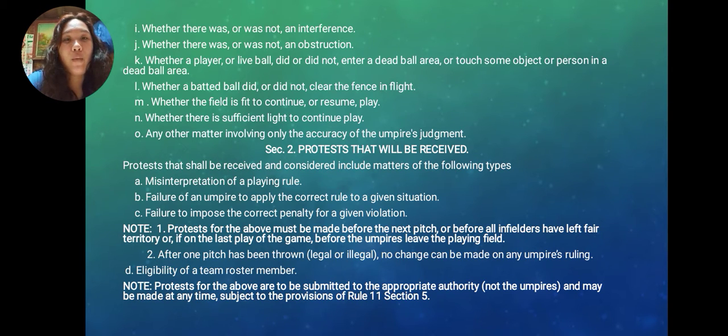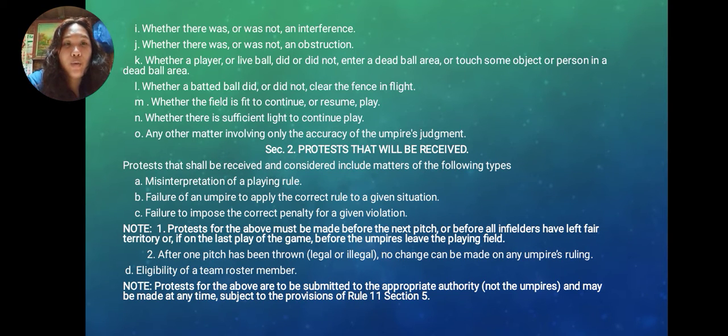For letter L, whether a batted ball did or did not clear the fence in flight. Letter M, whether the field is fit to continue or resume play. Letter N, whether there is sufficient light to continue play. And letter O, any other matter involving only the accuracy of the umpire's judgment.